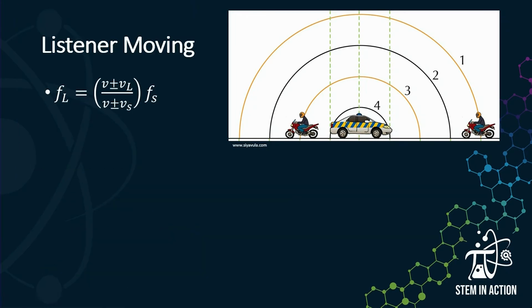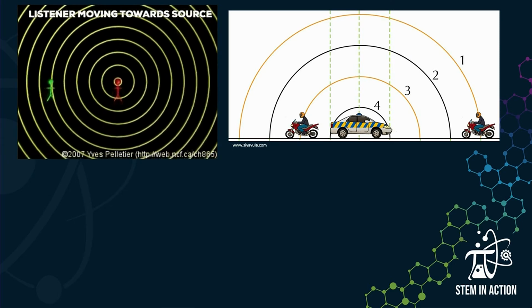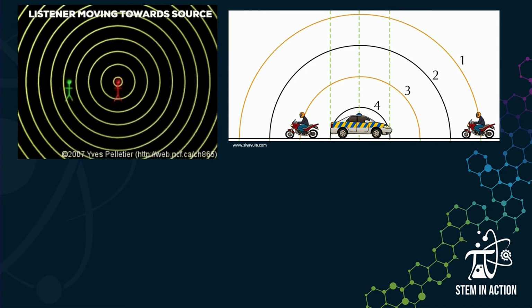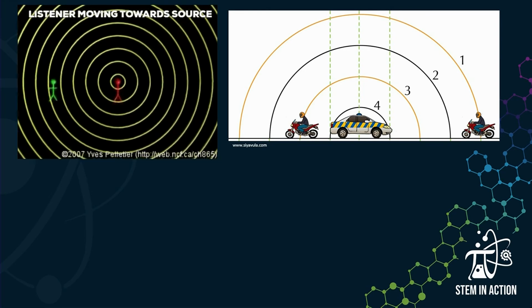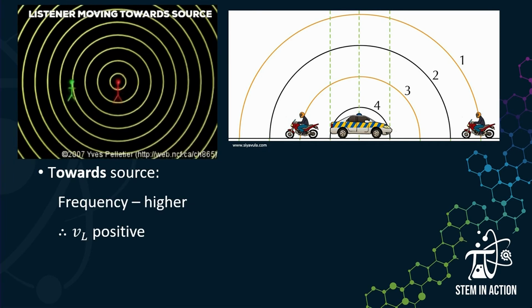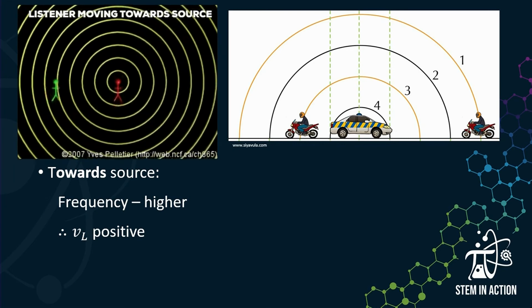On the other hand, if the listener is moving, this means that the source will be stationary. And so the first thing we can see in our formula is Vs at the bottom, the velocity of the source, will become 0. And so our equation will first change to just the V at the bottom, and that's the speed of sound. If the listener is moving towards the source, we can see that the listener is passing more waves in a given time as he moves closer and closer to the source. This means that the frequency is higher, and therefore VL should be positive.